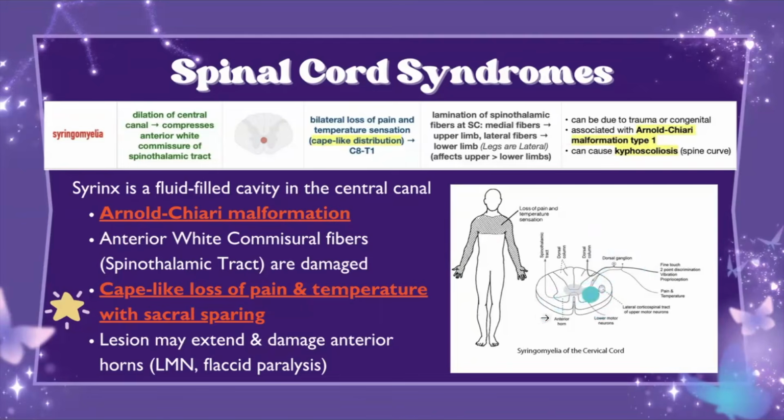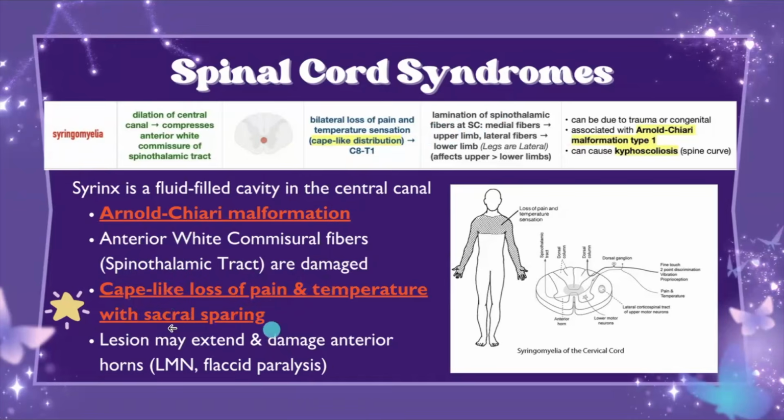That part, the fibers that cross the midline, we call them the anterior white commissural fibers. These fibers will be the ones that are damaged or affected in this specific case. Now, because it is more central, you would have the cervical region and the upper limb region affected because their fibers are more medial. And this would present, like the patient would present with a cape-like loss of pain and temperature with sacral sparing.